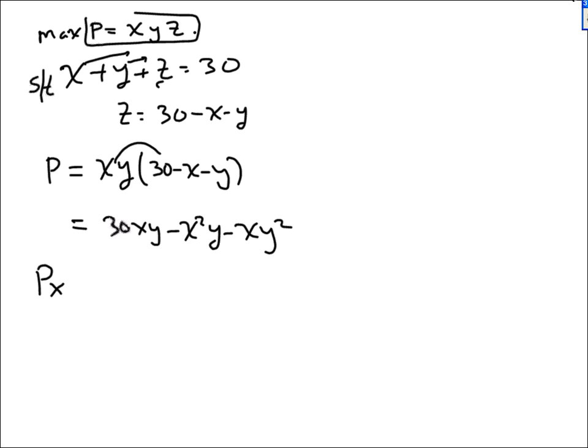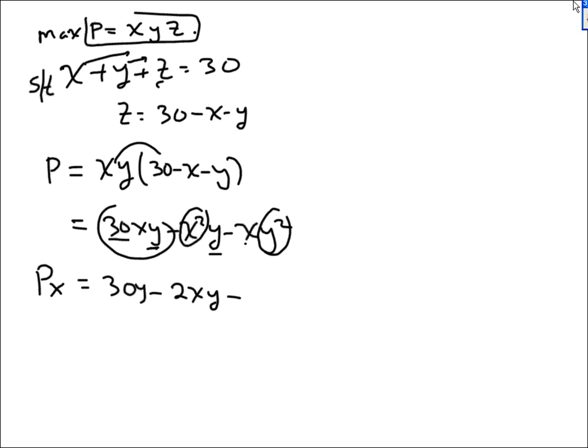Well, p sub x: in the first term, 30y is a constant times the derivative of x, which is just 30y, minus the derivative of x squared, 2x times the constant y, minus a constant times x, the derivative of which is just minus the constant. That's p sub x. Now p sub y.